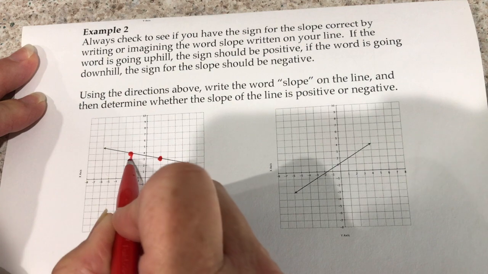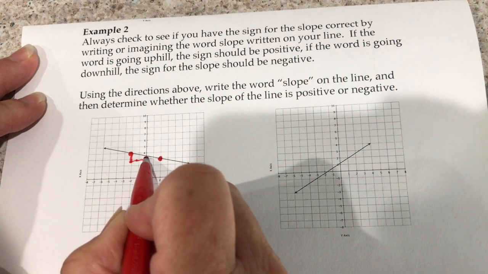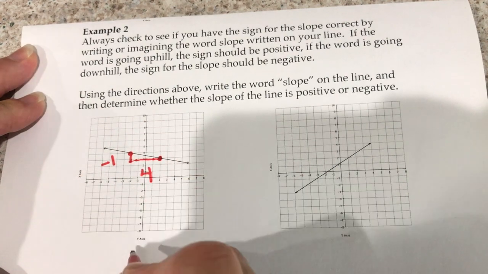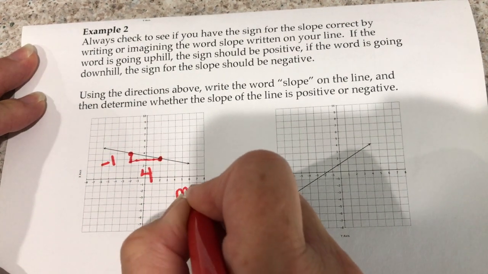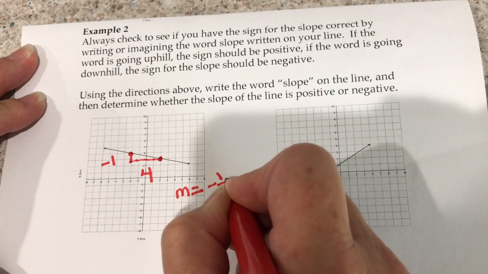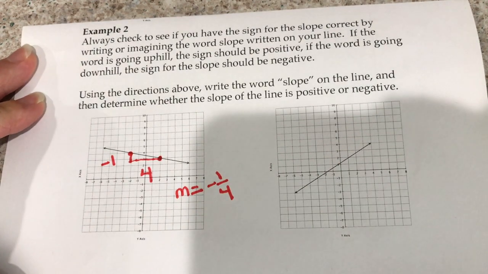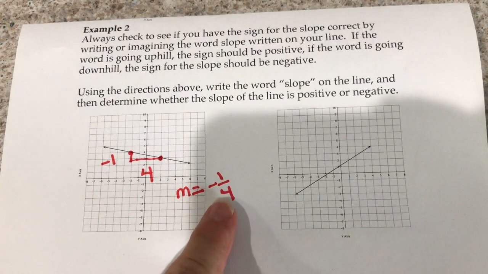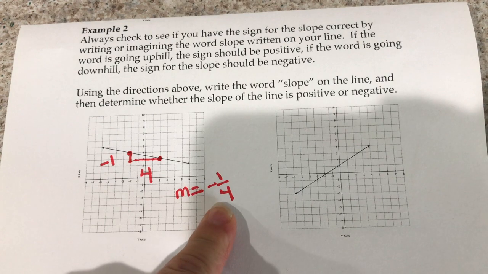Down 1, over 1, 2, 3, 4. Down 1, over 4. And so my slope equals -1 over 4. And if you notice, this line has a negative slope. Therefore, my slope must be negative.